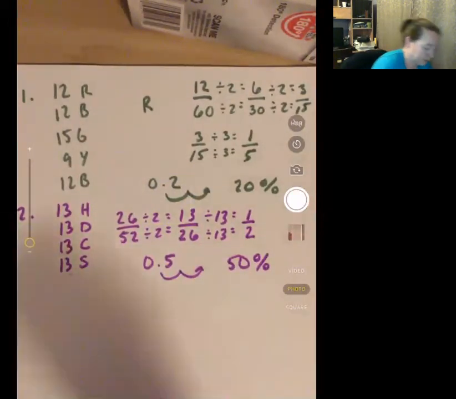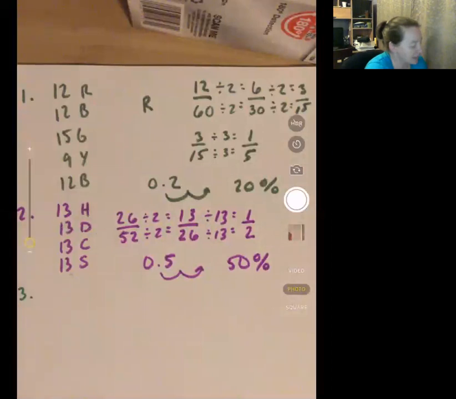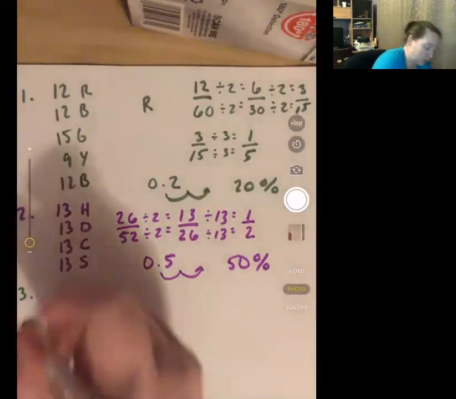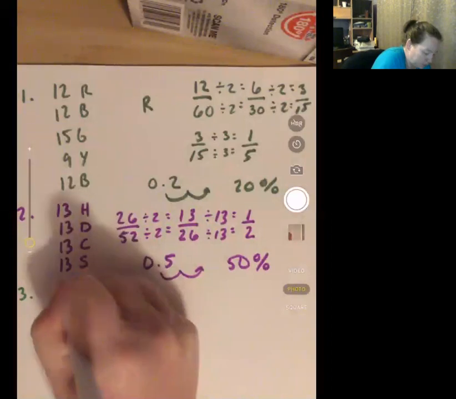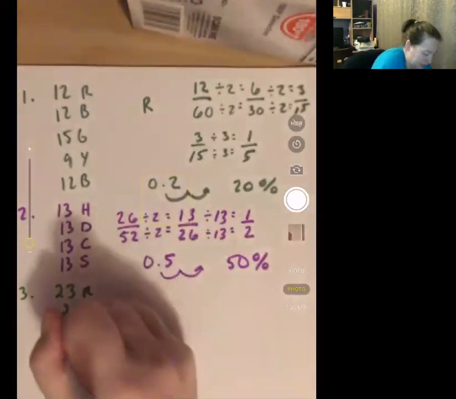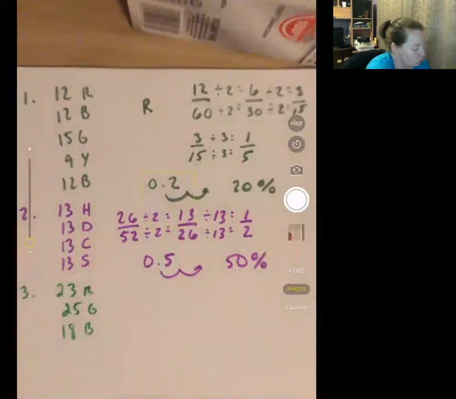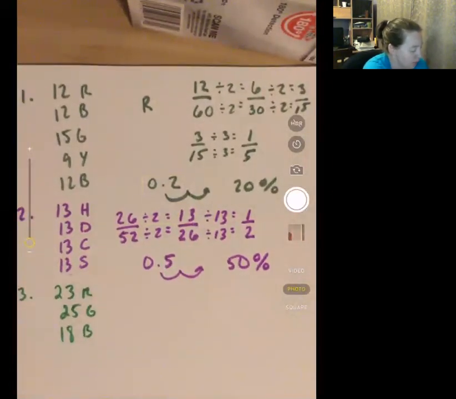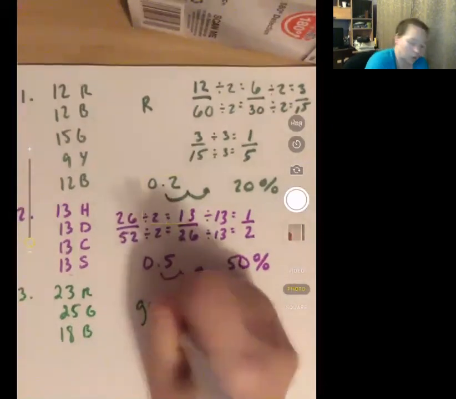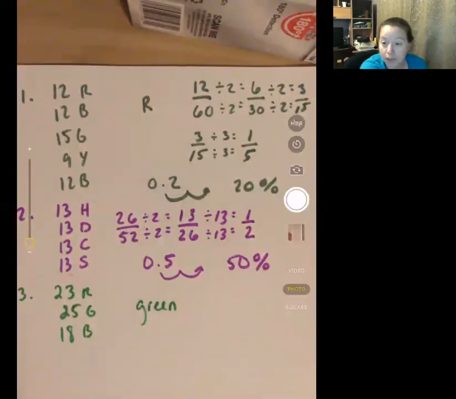Number 3. A bag contains 23 red marbles, 25 green marbles, and 18 blue marbles. You choose a marble at random from the bag. What color will you most likely choose? Well, which do we have the most of? Green. You will always be most likely to choose the one that you have the most of. Okay? Always. That's just kind of how it works.